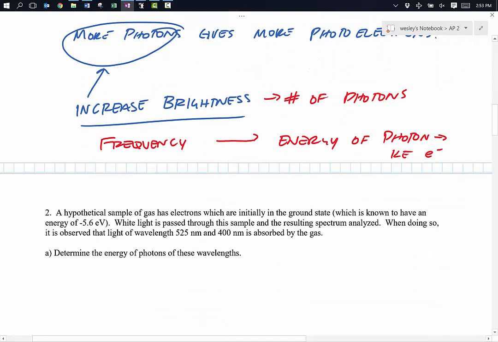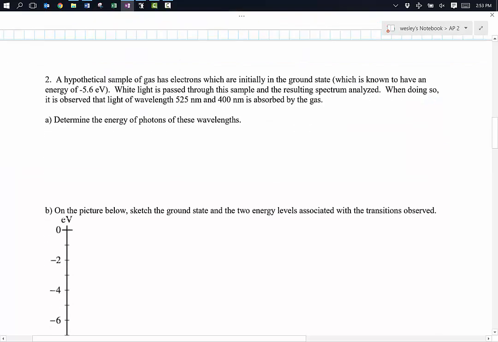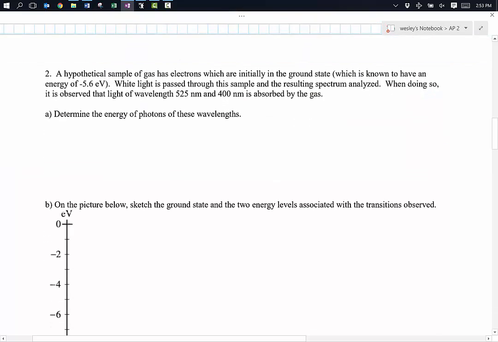So, moving on to our next one. Number 2, we have a hypothetical sample of gas. They're initially in the ground state, and we know that that ground state is negative 5.6 electron volts. White light is passed through this sample, and we notice that we have this light absorbed by the gas. Determine the energy of photons in these wavelengths.